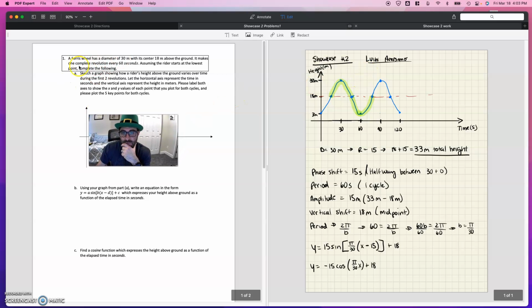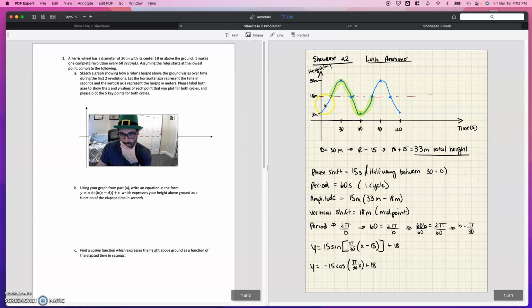So we have this Ferris wheel problem, and we're given our diameter is 30 meters, its center is 18 meters above the ground, and it makes one complete revolution every 60 seconds. Assuming the rider starts at the lowest point, complete the following. So we're going to sketch a sine graph that represents what all of these things mean. I did my work separately, not on here, and I'll walk through how I got all of my values.